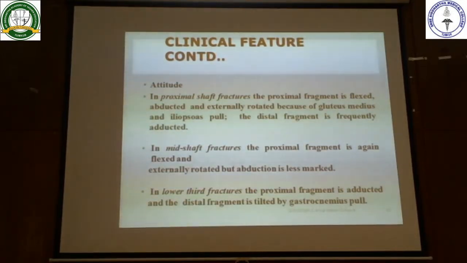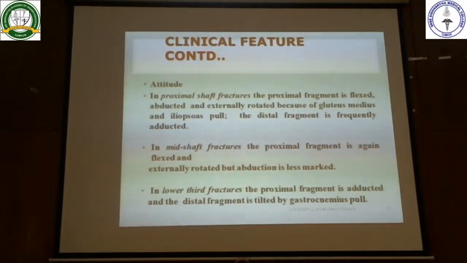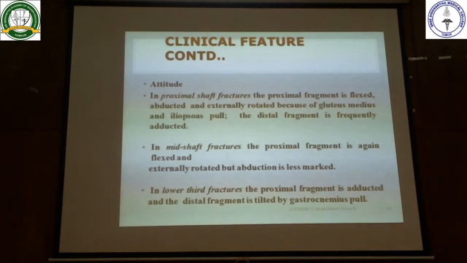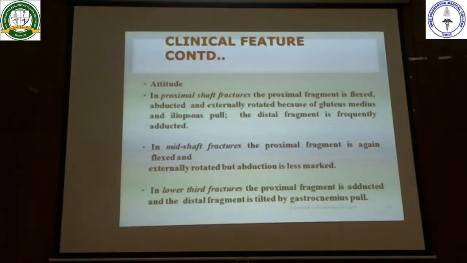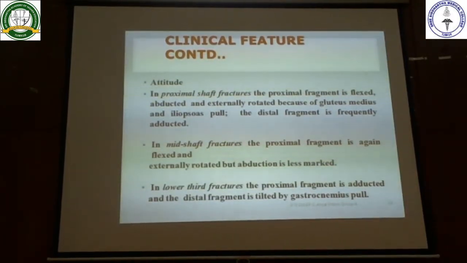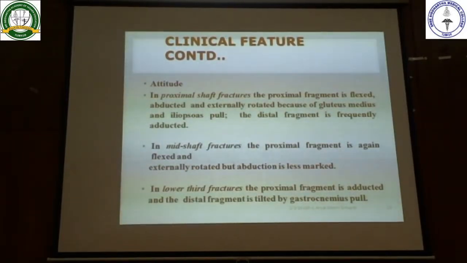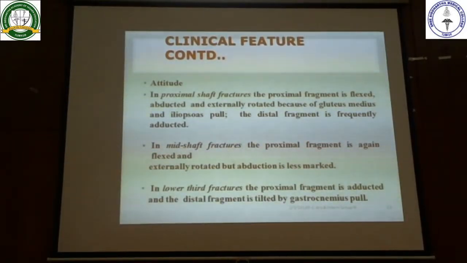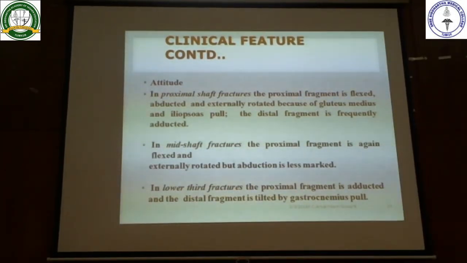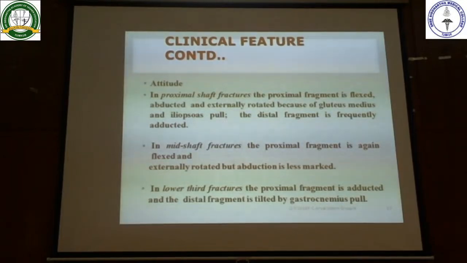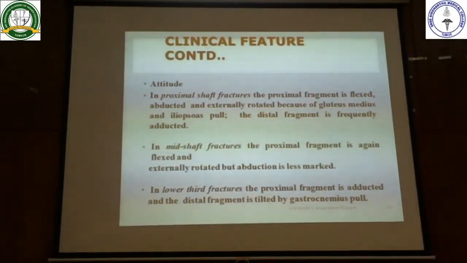In proximal shaft fractures, you can keep in mind an interesting point. Any fracture has at least a proximal fragment and a distal fragment. Here, the proximal fragment will be flexed, abducted and externally rotated because of gluteus medius and iliopsoas pull, whereas the distal fragment is frequently adducted. That is why the attitude of the limb becomes an important clinical sign as far as this particular fracture is concerned. This is just an example of why the attitude of the limb becomes important.